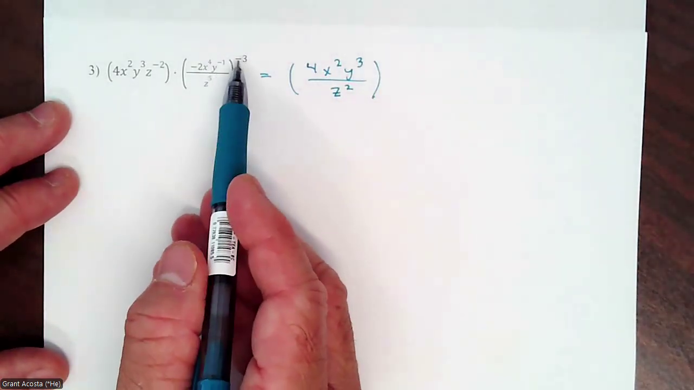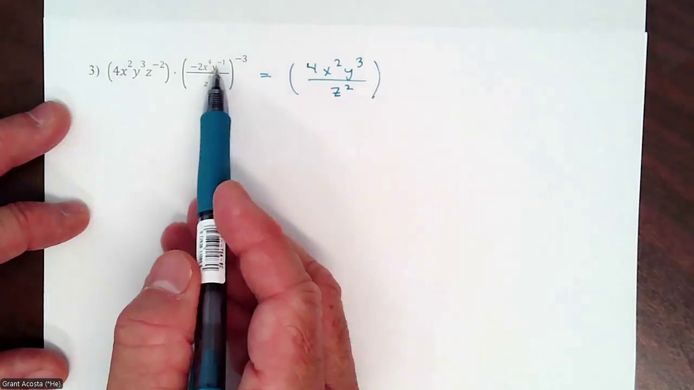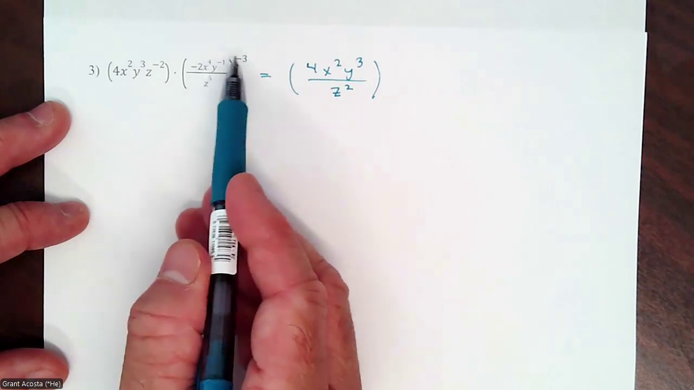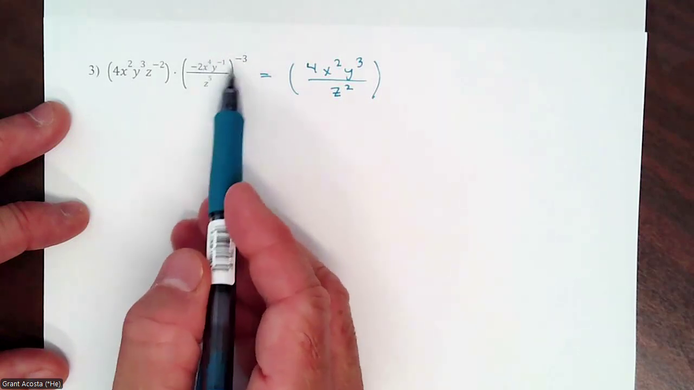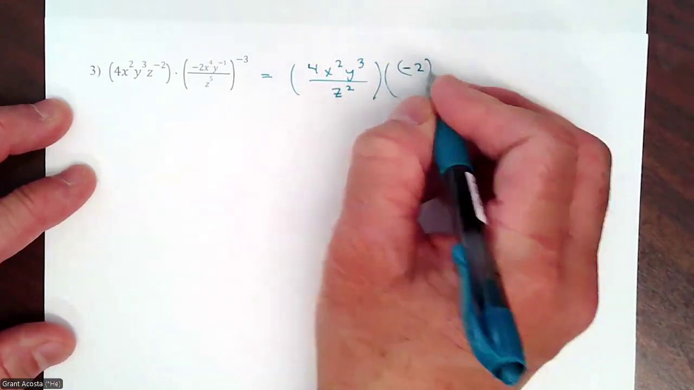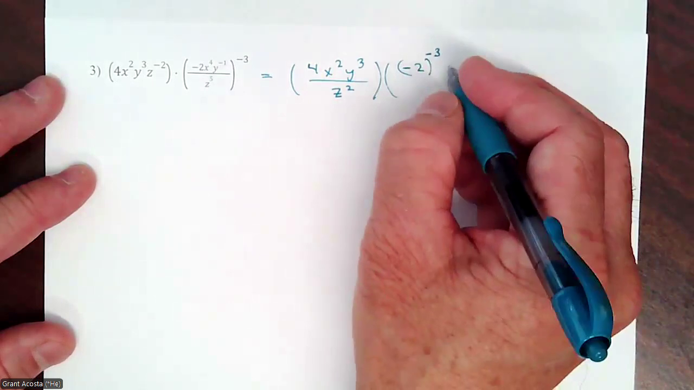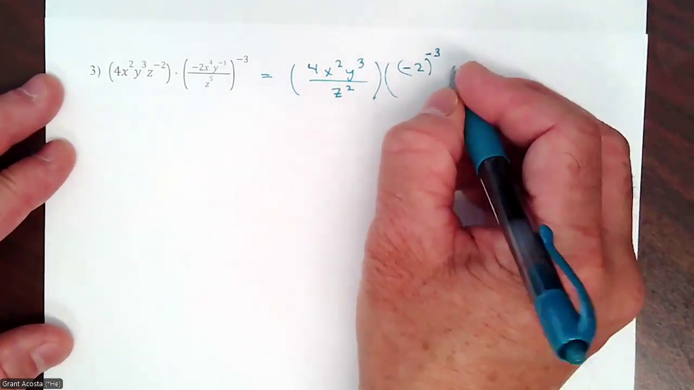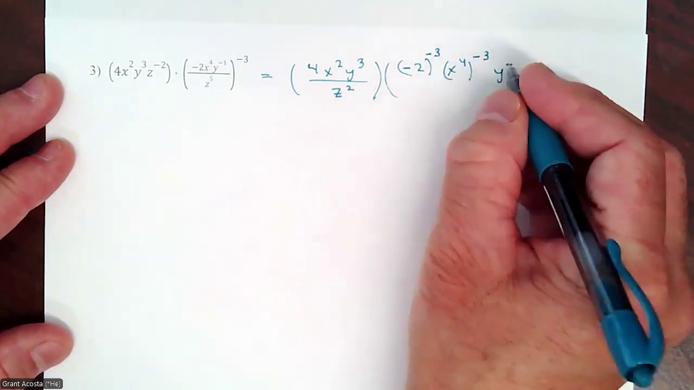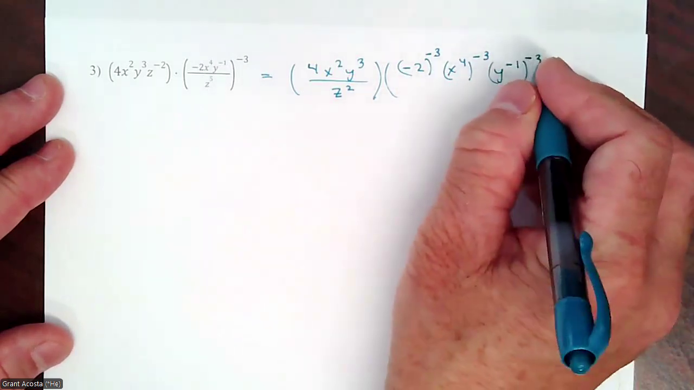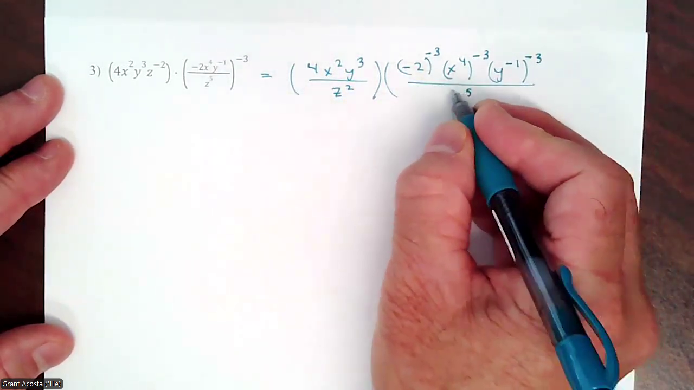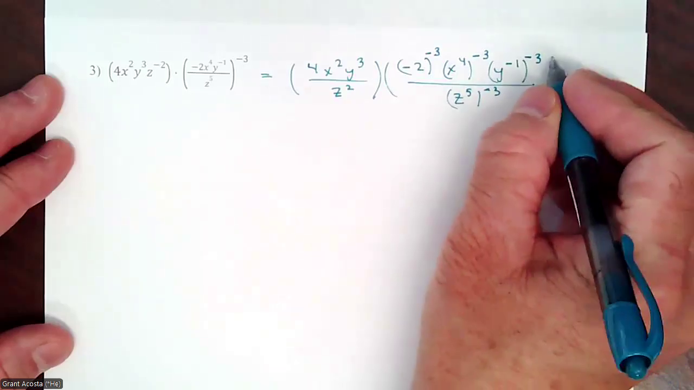Okay, this is my distributive property again, and there's nothing I can really, well, I guess I could move that down, but I'm going to go ahead and just distribute the -3 to everybody. So this is going to get multiplied by, again, don't forget the negative, -2 to the -3, x to the 4th to the -3, y to the -1 to the -3, and then in the denominator, z to the 5th to the -3.